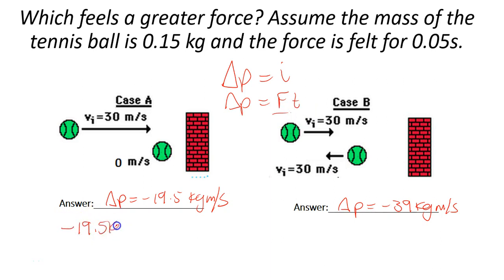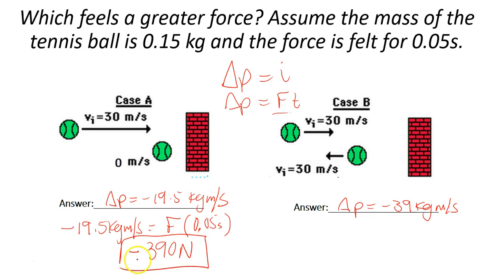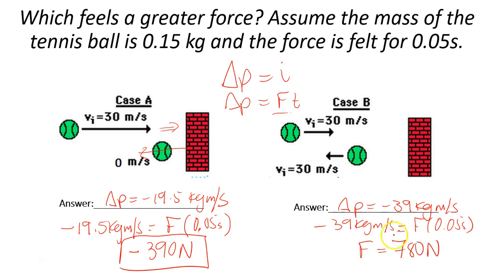So negative 19.5 kilogram meters per second is equal to force times the contact time, which is pretty small for this situation, but that's okay. Solving for force, 19.5 divided by 0.05, I get negative 390 newtons of force. The negative just means that the force is applied opposite to the direction of motion. The direction of the motion was initially this way, and the force was applied that way. Hopefully that negative sign makes sense. Let's do the same calculation here. We'll find the force is 39 divided by 0.05, which is 780, negative. That's also negative.